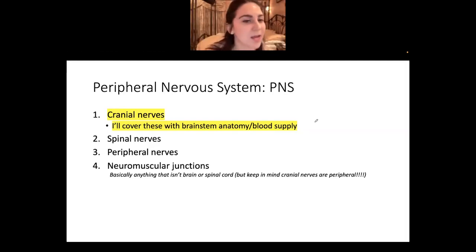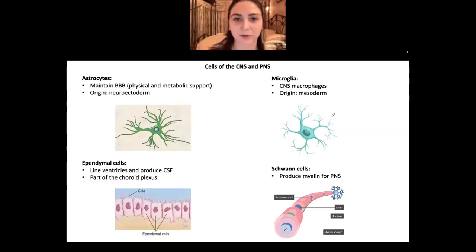Okay, and then spinal nerves, peripheral nerves. This is getting into a little bit of MSK, and then your neuromuscular junction. So anything that isn't brain or spinal cord. But again, like I said, cranial nerves are peripheral. Everyone always gets this confused, so just remember it's peripheral. And the reason that's important is because where something called myelin comes from is going to differ depending on if it's a part of the central nervous system or the peripheral nervous system.